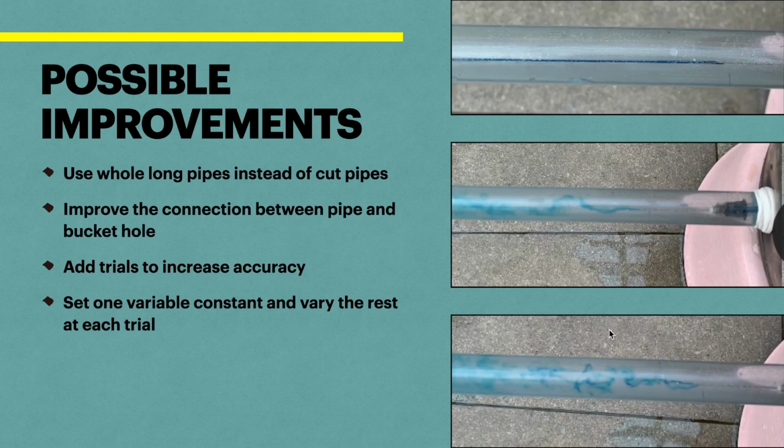It is best to have a whole long pipe instead of several pipes connected by another accessory. Also, for each trial, it may be better to set one variable constant. For example, the time for each trial is set to be 5 minutes. Then the other variables adjust based on this set variable. All of these may affect the results of the experiment.